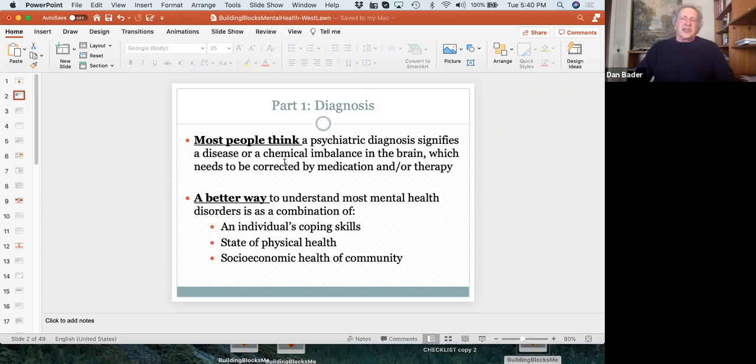In this slide on diagnosis, it says most people think a psychiatric diagnosis signifies a disease or a chemical imbalance in the brain, which needs to be corrected by medication and/or therapy. A better way to understand most mental health disorders is as a combination of an individual's coping skills, the state of their physical health, and the socioeconomic health of the community.